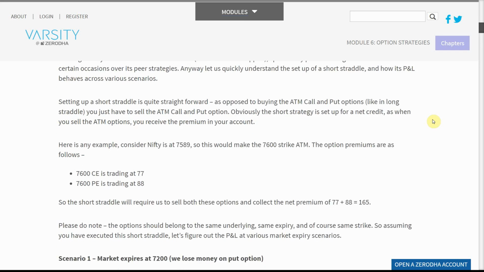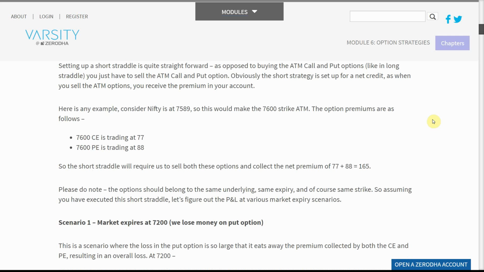Setting up a short straddle is quite straightforward, as opposed to buying the ATM call and put options. Like in the long straddle, you just have to sell the ATM call and put option. Obviously, the short straddle is set up for a net credit, as when you sell the ATM options, you receive the premium in your account.